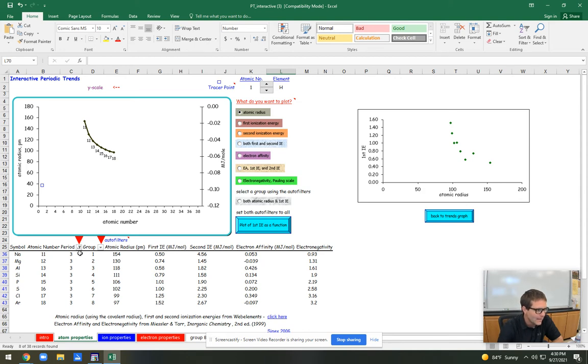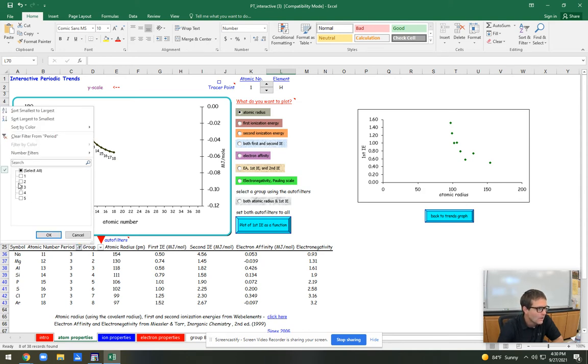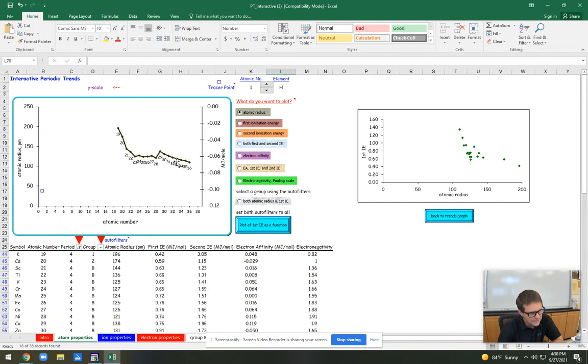Question number 3 asks to look at row number 4 only, and do you see the same trend? Yes, we do see the same trend. We see a little anomaly here, and there's a reason for that we'll talk about in another video. It has to do with the d orbitals and filling up the d orbitals.